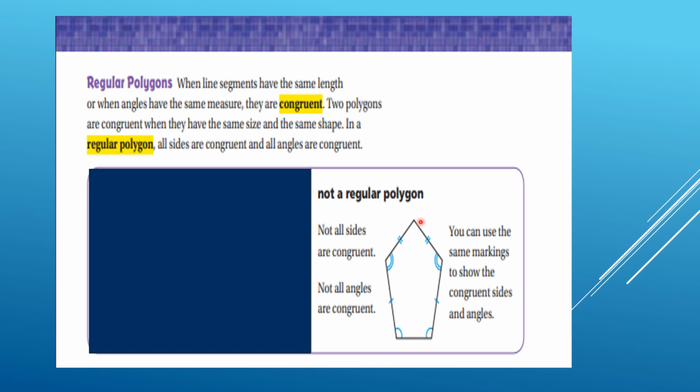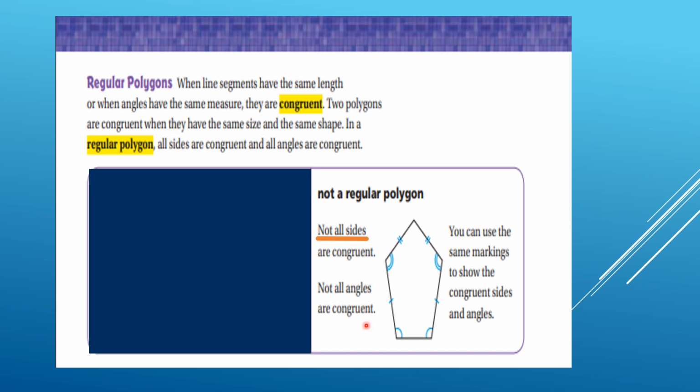But on the upper side of the shape, we have two markings here and two markings there. What does that mean? That these two sides are equal, but they are not equal to the ones down, right? So I have different markings on my shape. So it means that the sides are not congruent. All of the sides are not congruent. They're not equal. That's why it's not a regular polygon.